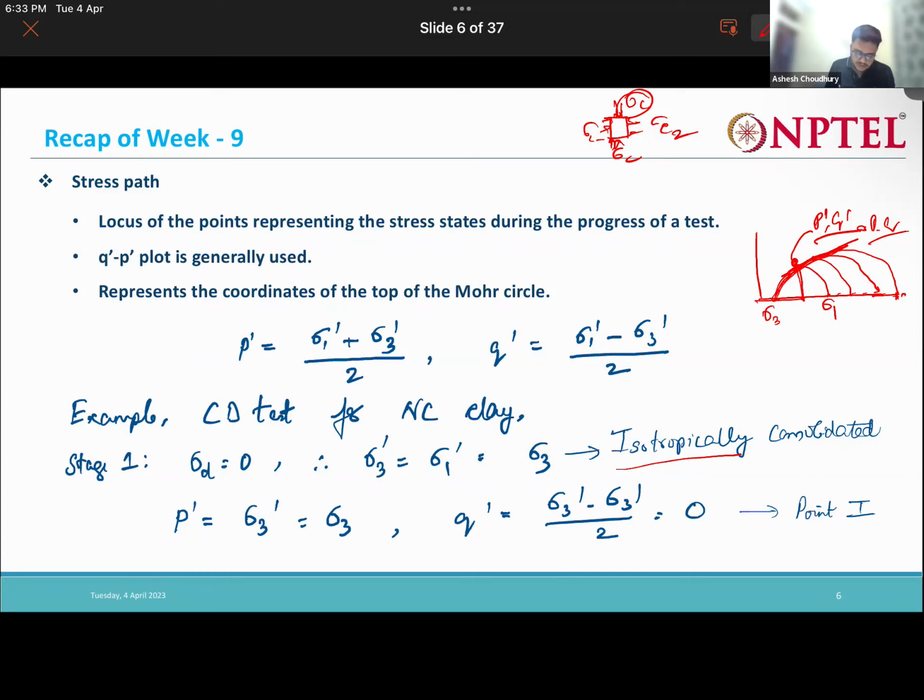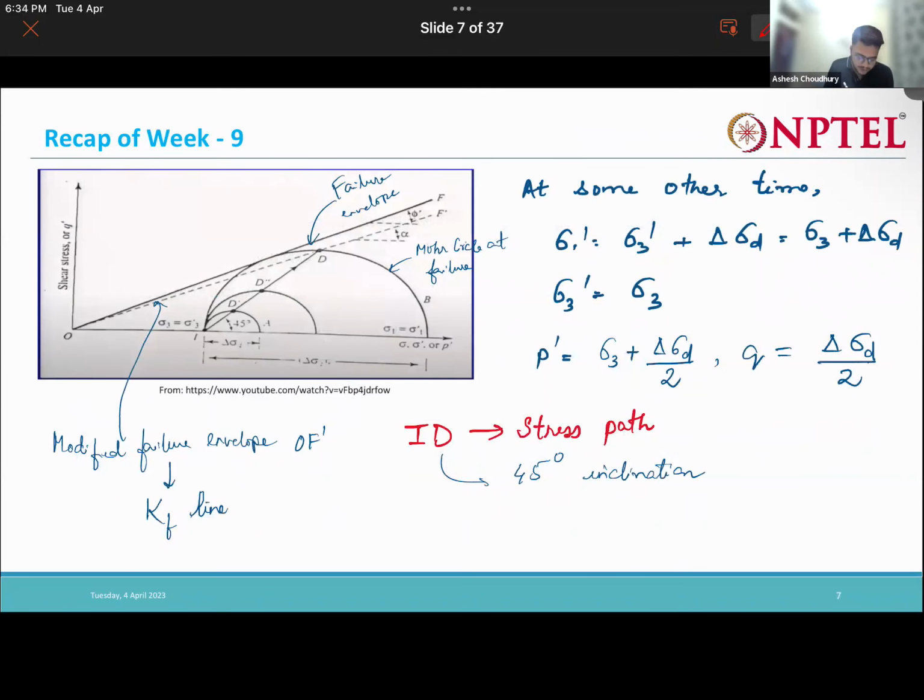So for normally consolidated clay, in the first stage sigma d is 0 and the sample is isotropically consolidated, so everything is equal to sigma 3. What will p' be? p' will be (sigma 3' plus sigma 3')/2, which is sigma 3' equal to sigma 3, because there is no pore water pressure, so sigma' is equal to sigma. And q will be 0. This is represented by my point I.